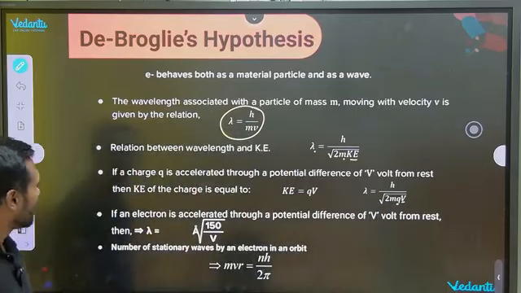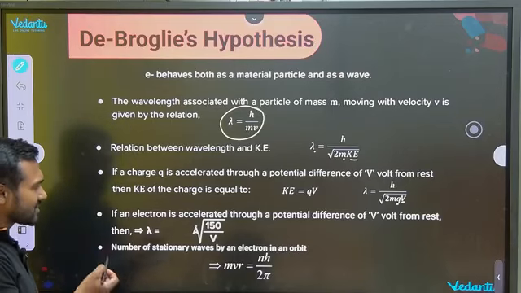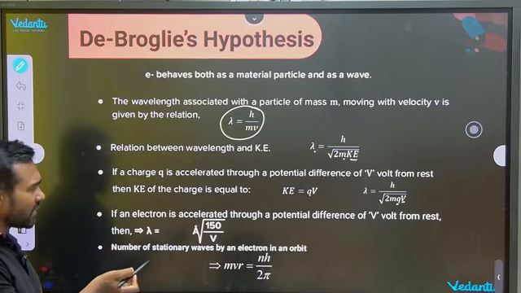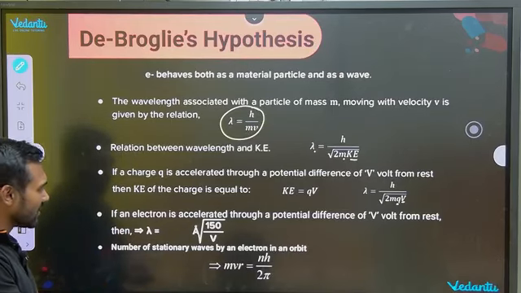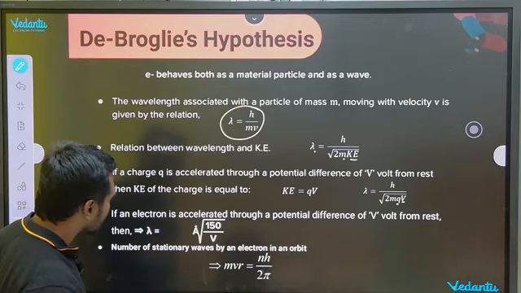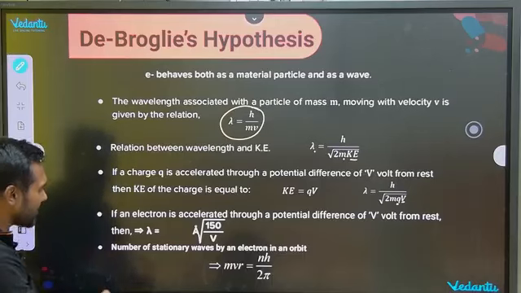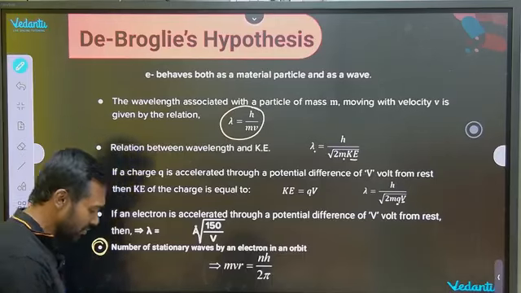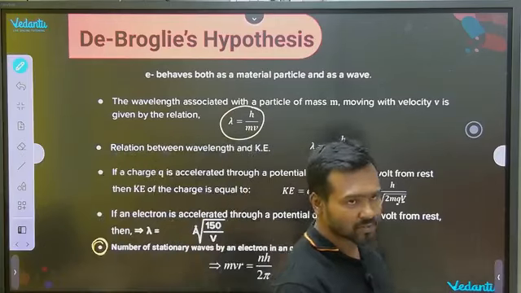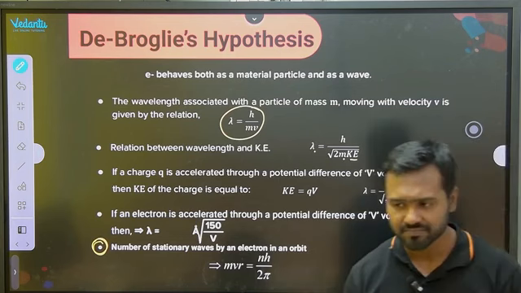V means potential. If an electron is accelerated through a potential difference of V from rest, then lambda is, in angstrom, under root 150 by V, where V is potential. And for the number of stationary waves, mvr is equal to nh by 2 pi. mvr is equal to nh by 2 pi, number of stationary waves.